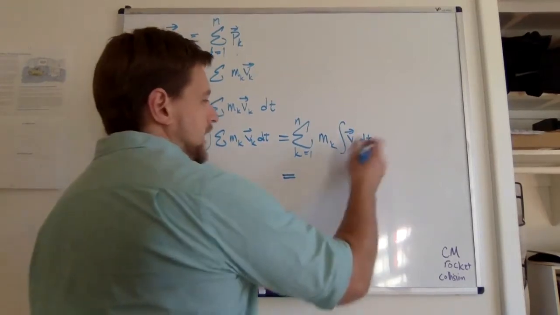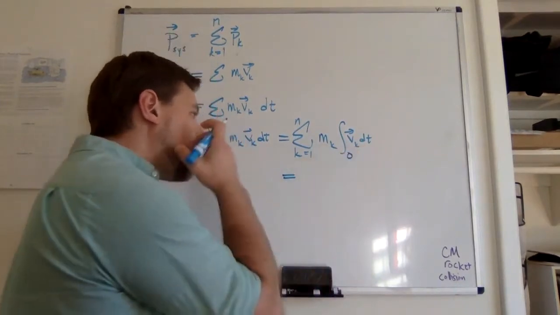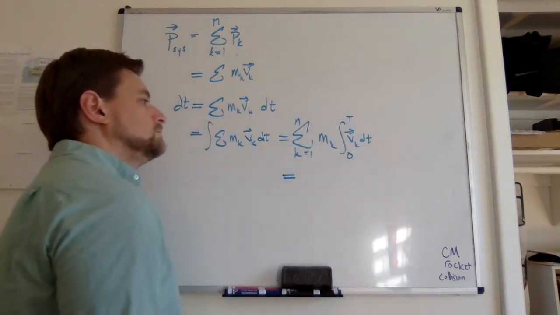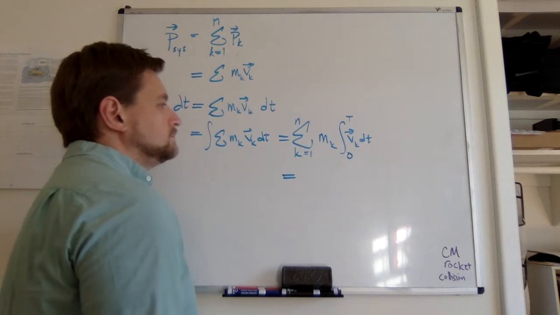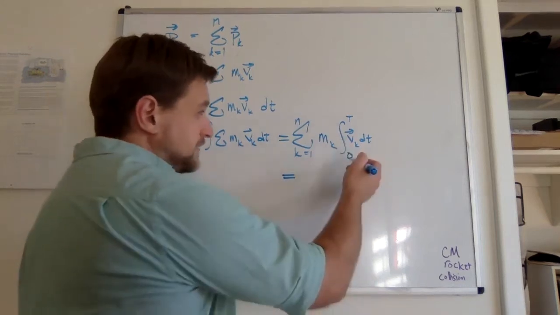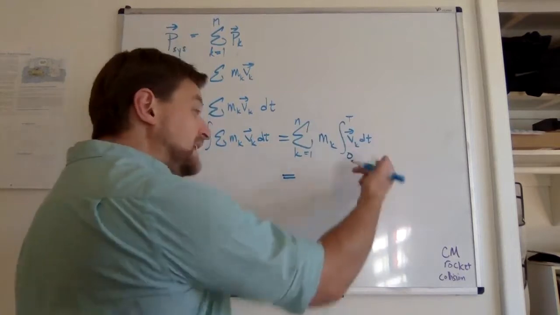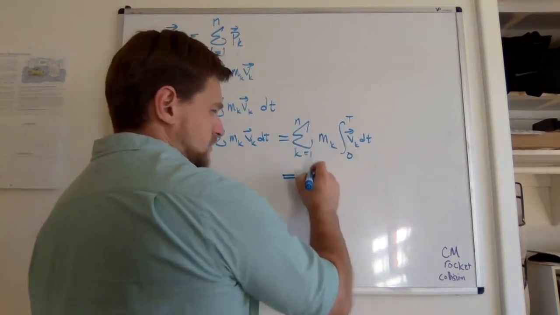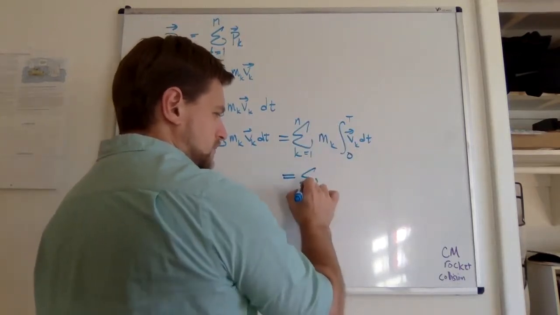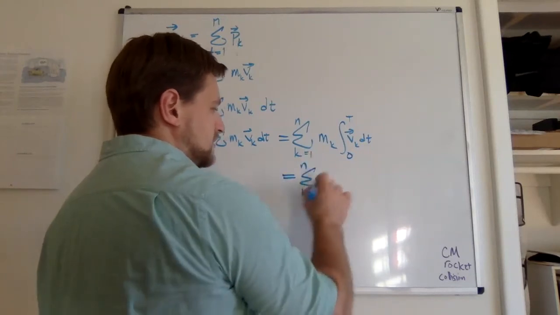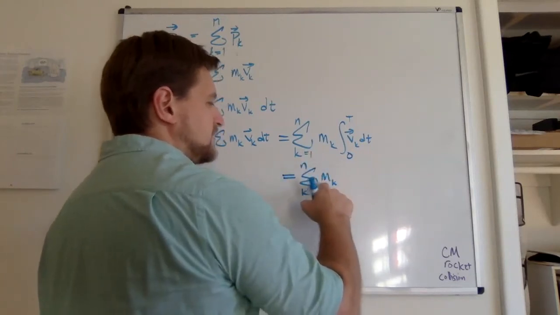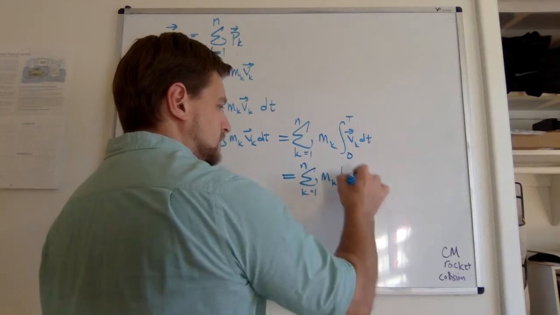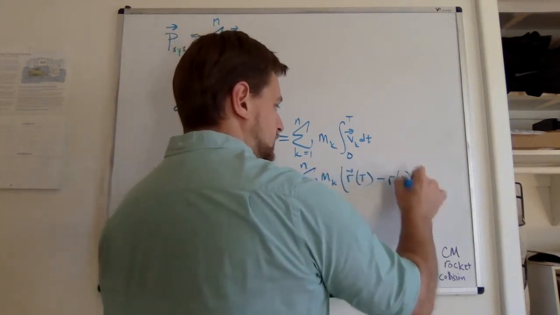Let's integrate from 0 up to capital T. So it's a definite integral. We've got to plug in T, we've got to plug in 0, but the antiderivative of velocity is position. So for each of the n things, we multiply the mass with r at capital T minus r at 0.